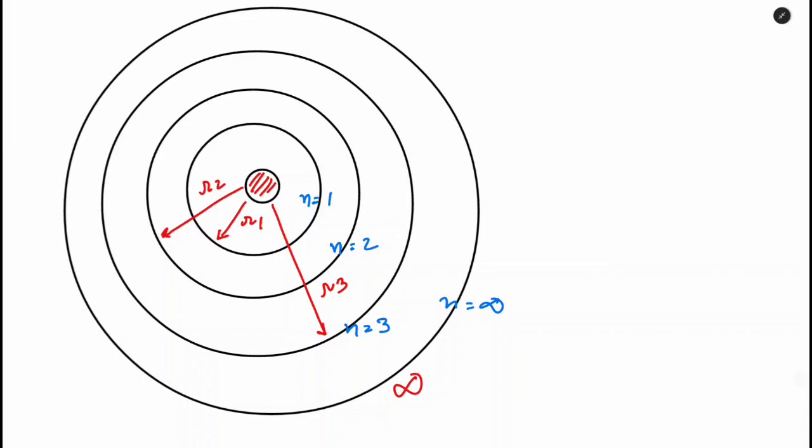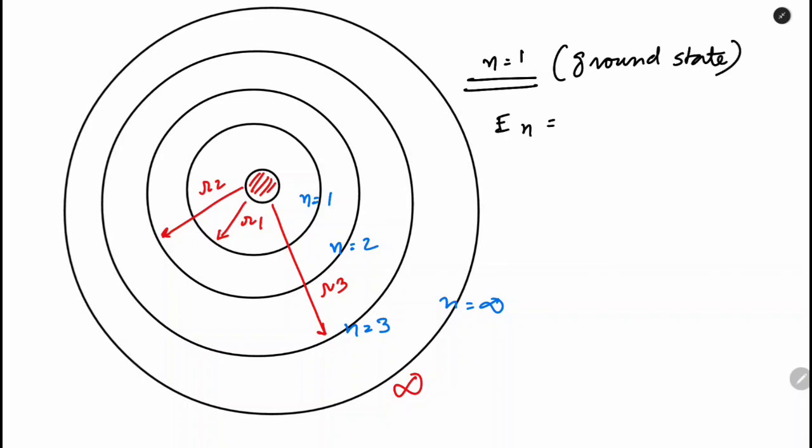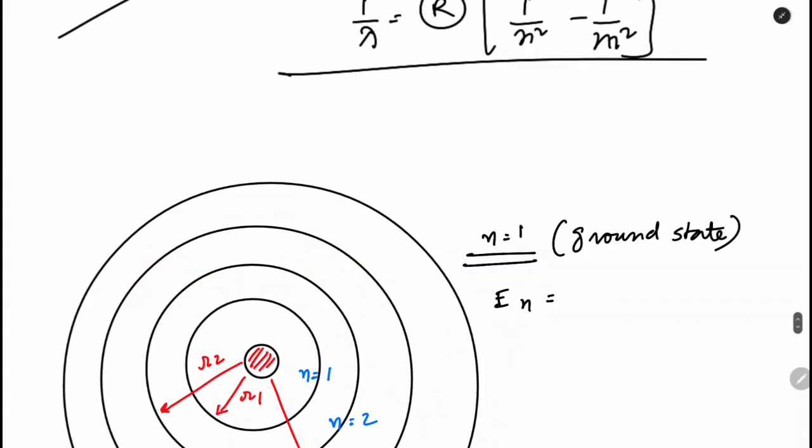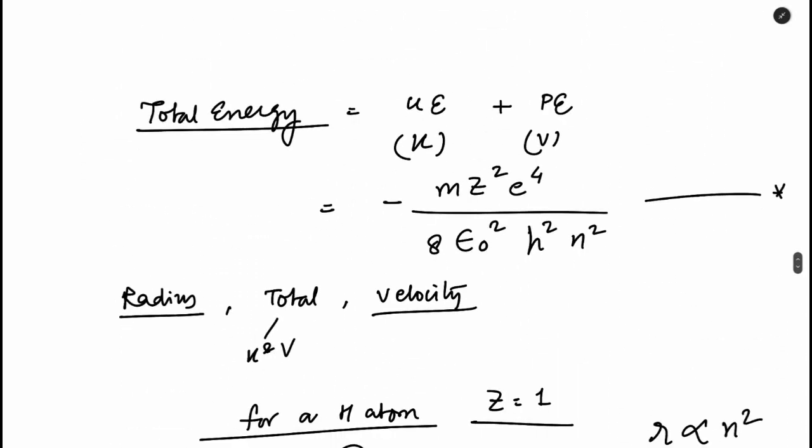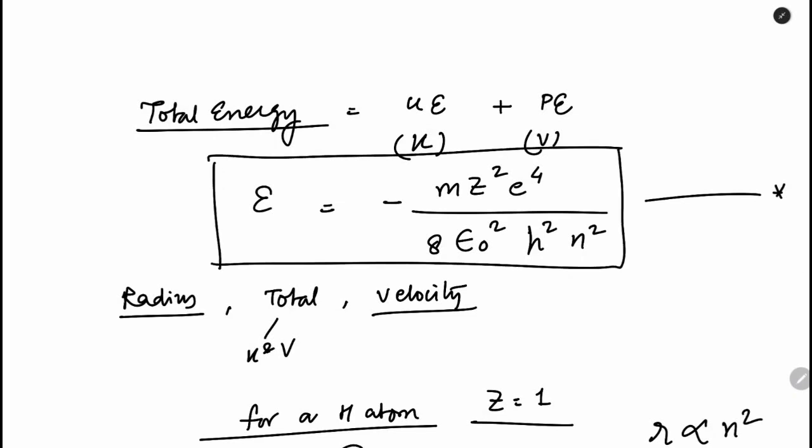Okay, so when the electron is in n is equal to 1, it is in its natural position. This is called the ground state. And we can derive the formula En is equal to how much? We have the total energy which we derived from this formula. Which formula? This formula. E is equal to minus m Z square e to the power 4 divided by 8 epsilon naught square h square n square. So we can use this same formula. Let's cut it out.